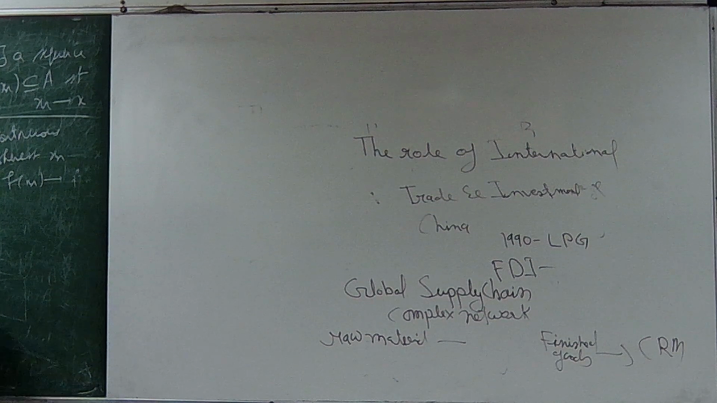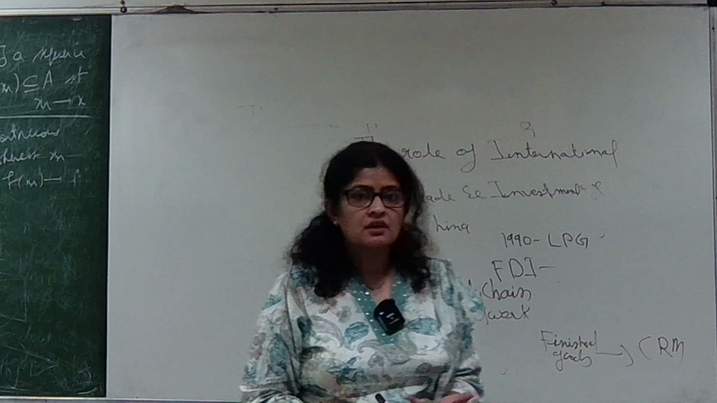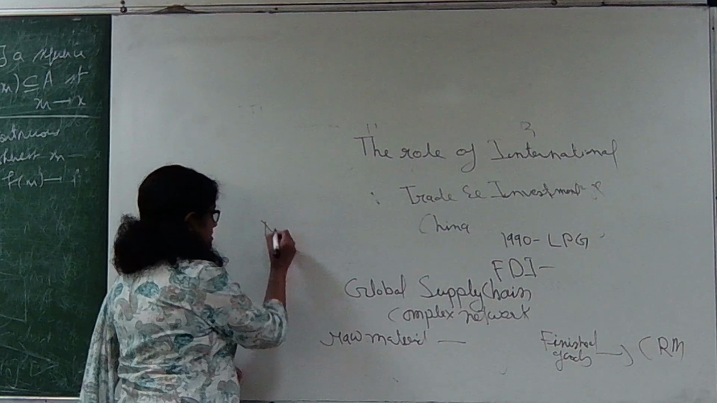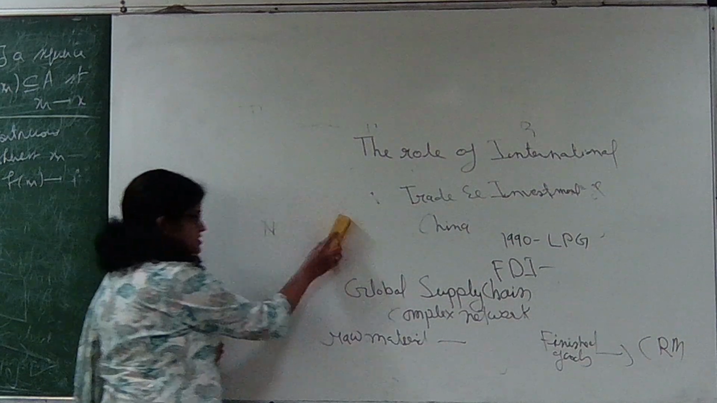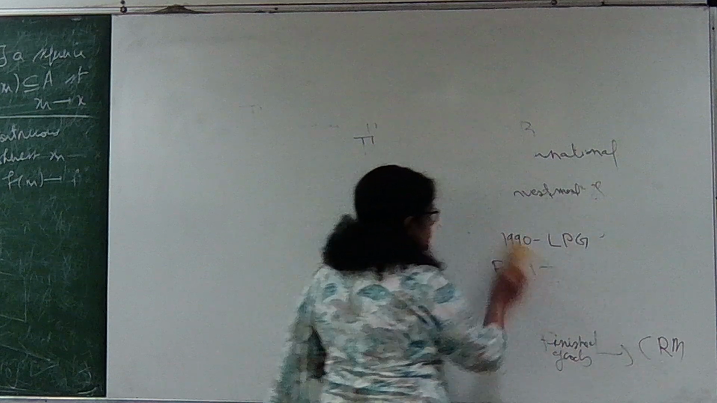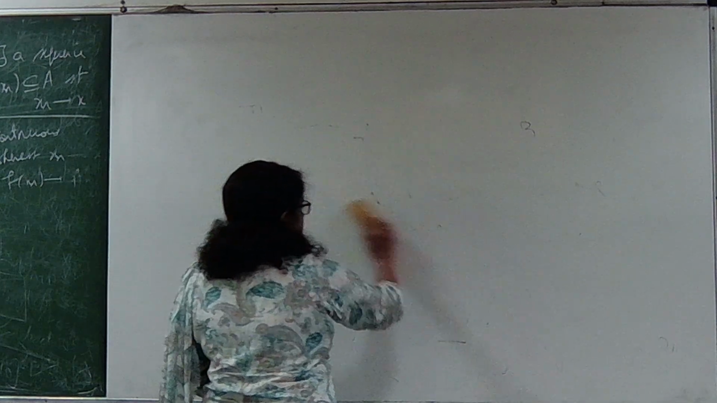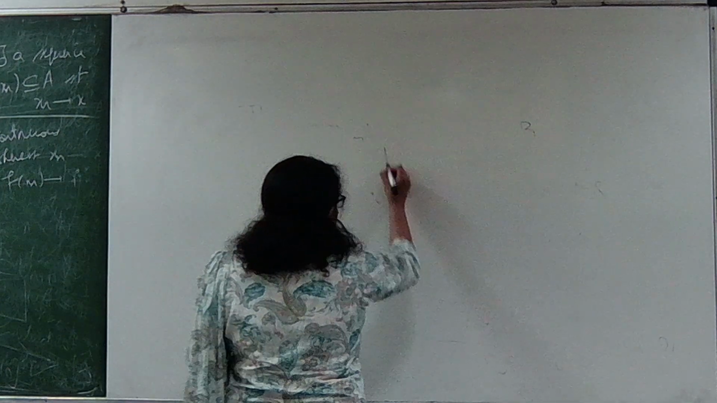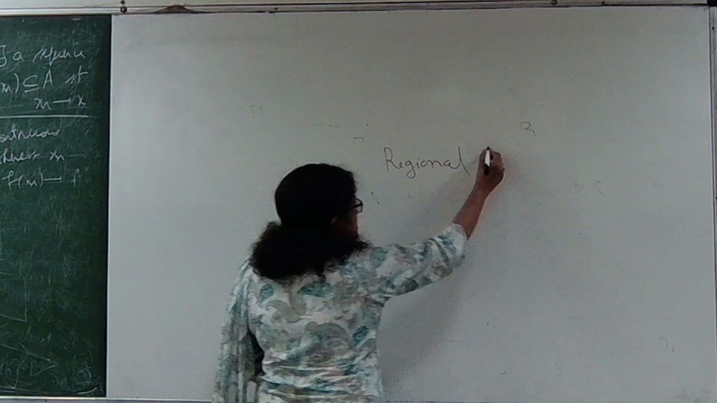Apart from international institutions like the World Trade Organization, IMF and World Bank, there are many national and regional institutions. See, the whole world is helping to grow international business. The whole world is becoming like a global village, providing a very smooth roadmap for international business. But there are many regional institutions.